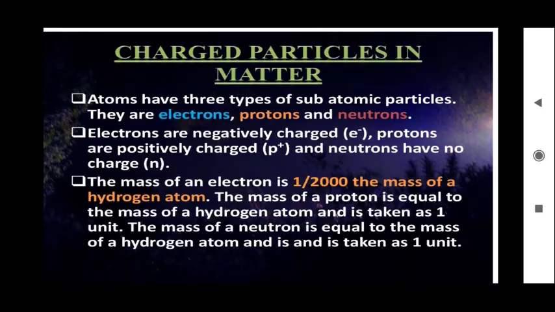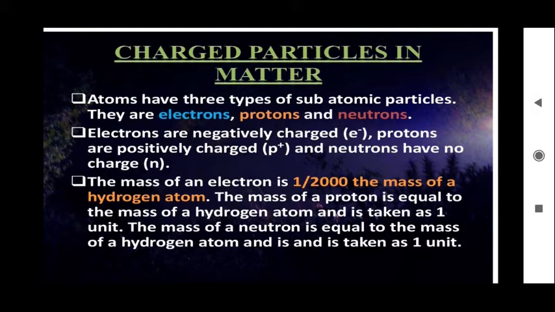All the matter is made up of a smallest individual unit called atoms. And these atoms have three types of subatomic particles. They are called protons, electrons and neutrons. Electrons are negatively charged, protons are positively charged and the neutrons don't have any charge.